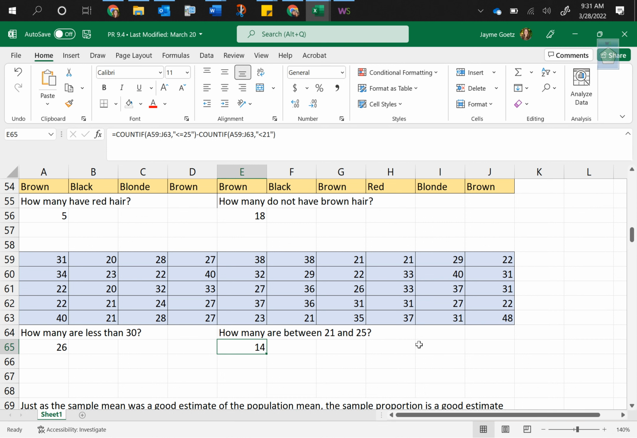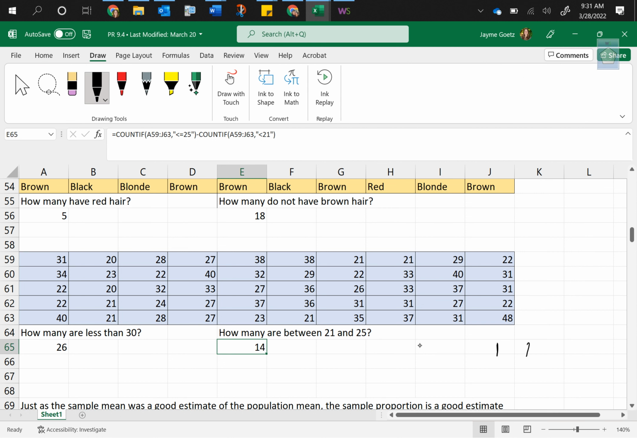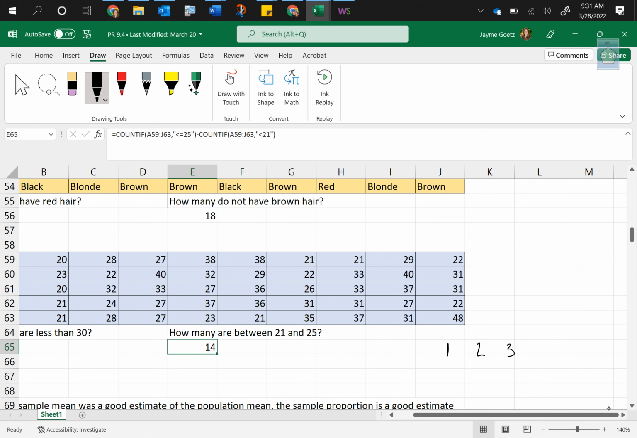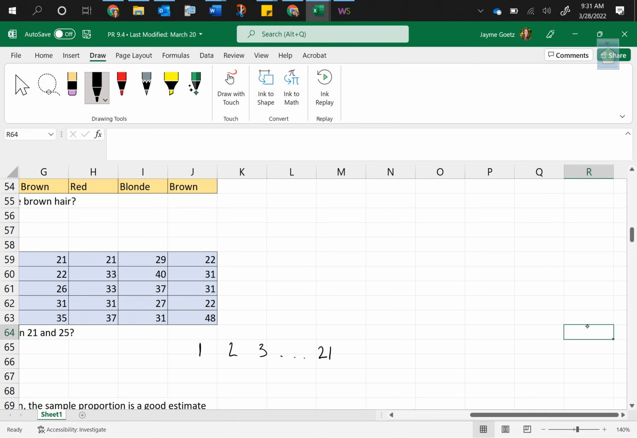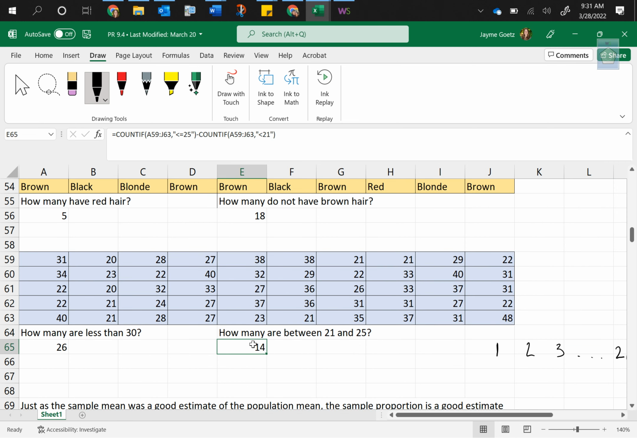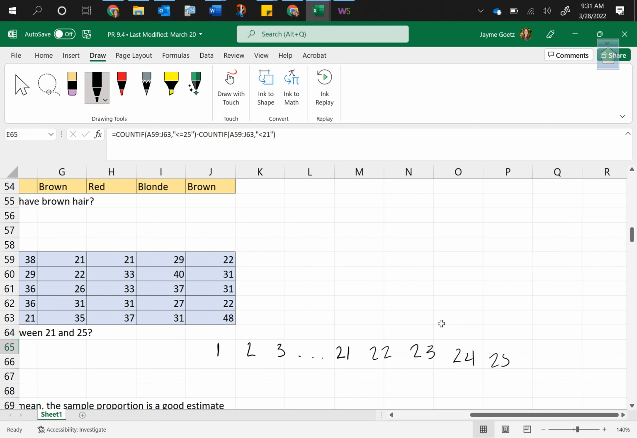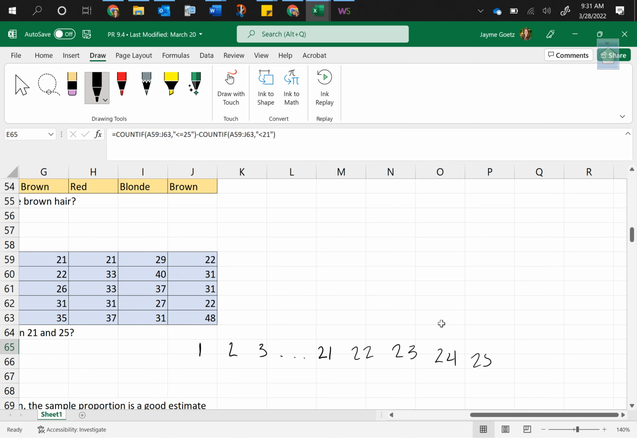The first one said count if it's less than or equal to 25. So if I have all of these numbers, right, here's the number of ones, the number of twos, the number of threes, all the way up to the number 21, the number of 22s, the number of 23s, the number of 24s, and the number of 25s. So the first thing that I have in my cell is count the number of numbers that are less than or equal to 25.